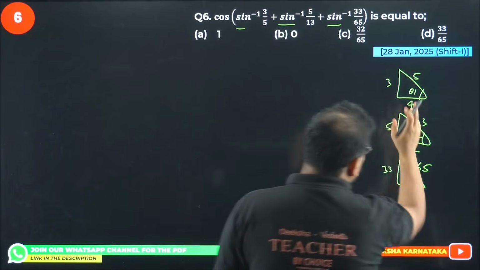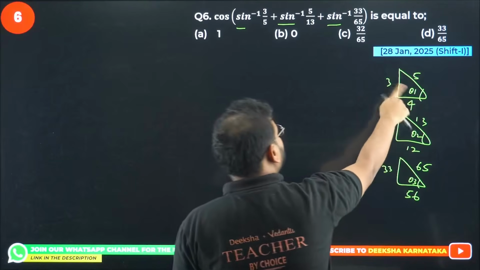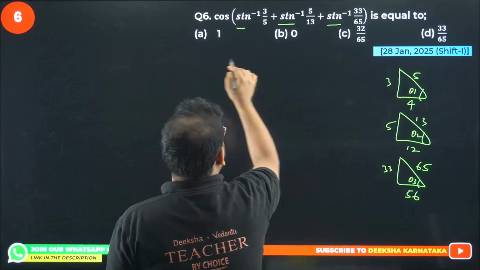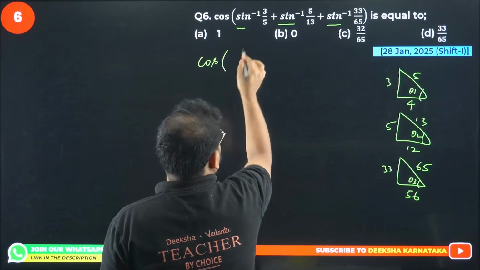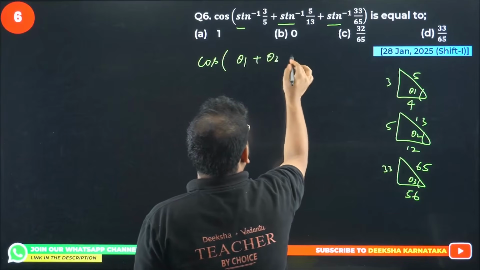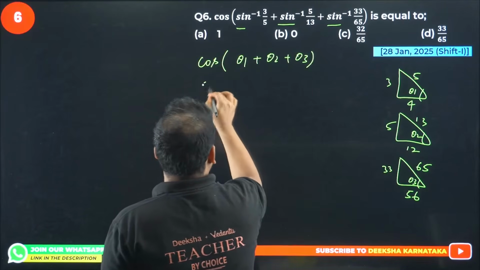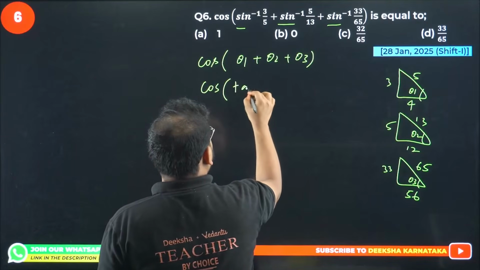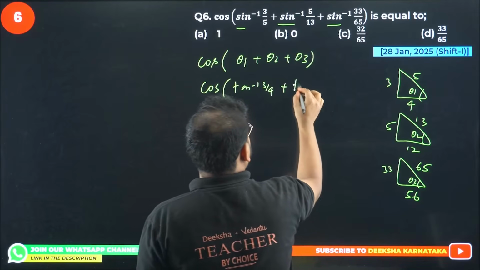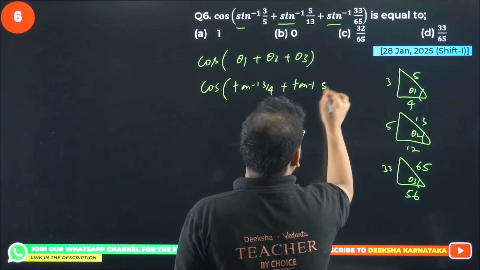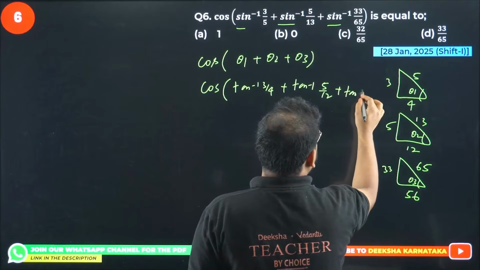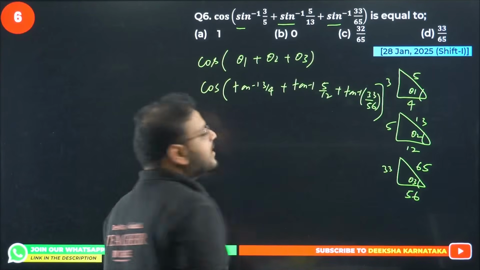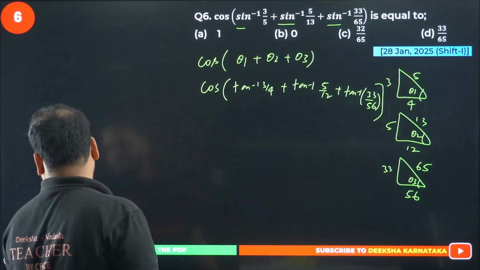If I'm asking you to find tan of theta 1, what is the value? Tan theta 1 will be 3 by 4. So we get theta 1 from here, and theta 2 and theta 3. So right here, the angle inside cos will become tan inverse of 3 by 4 plus tan inverse of 5 by 12 plus tan inverse of 33 by 56. Got it? Let's solve this question now.